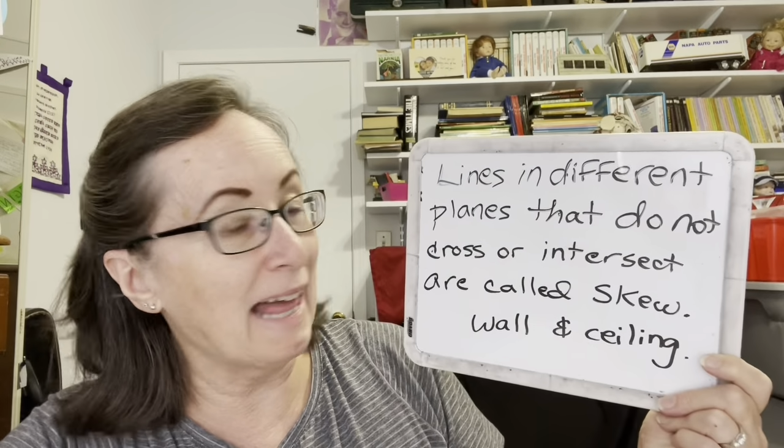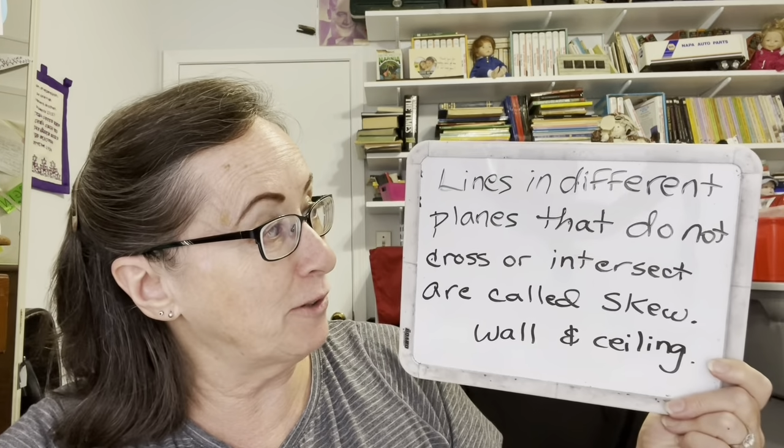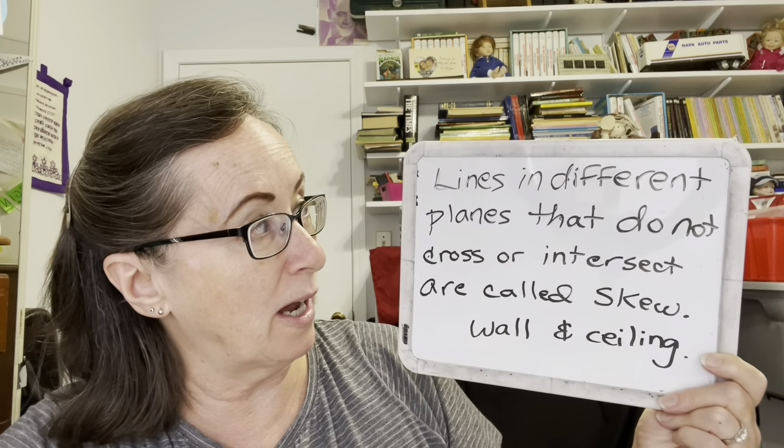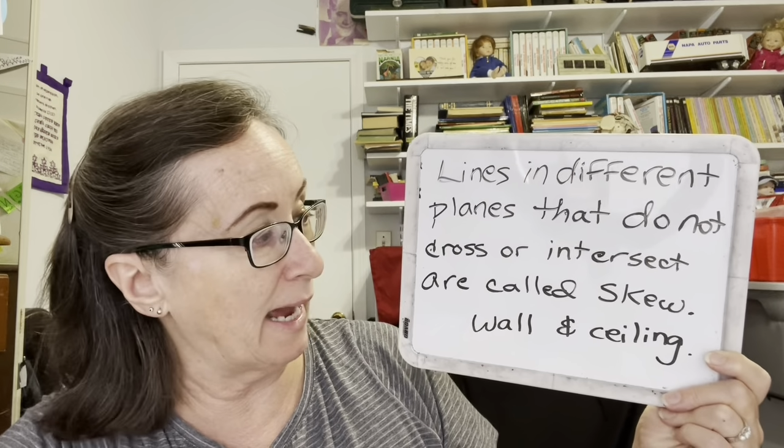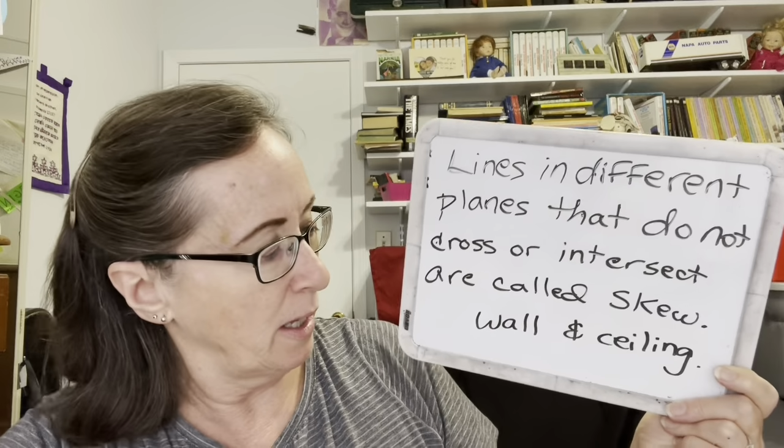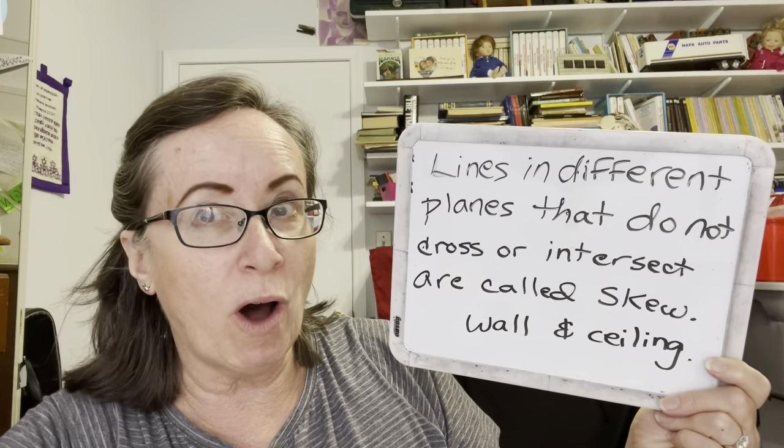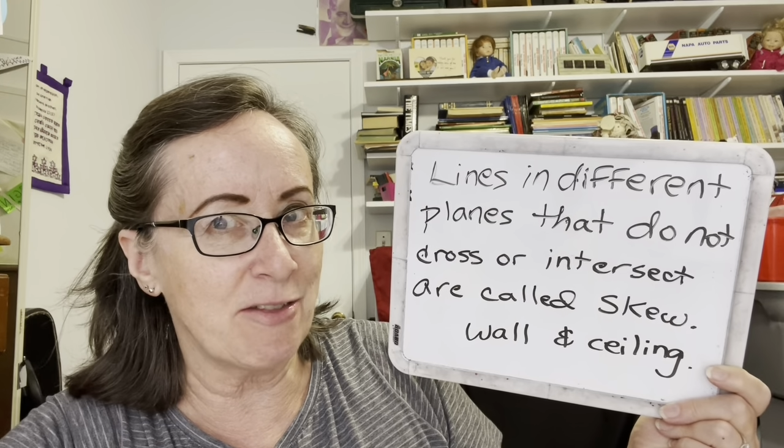So lines that are in different planes that do not cross or intersect are called skew. Like a wall and a ceiling that don't touch. So here, let me show you some examples of skew lines.